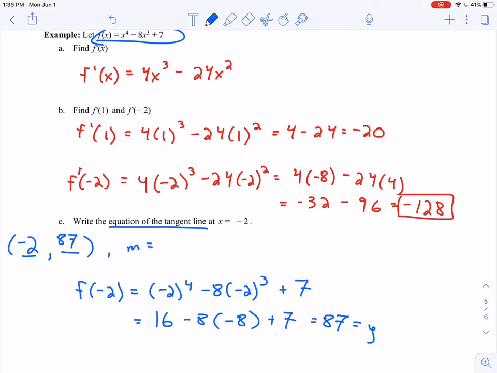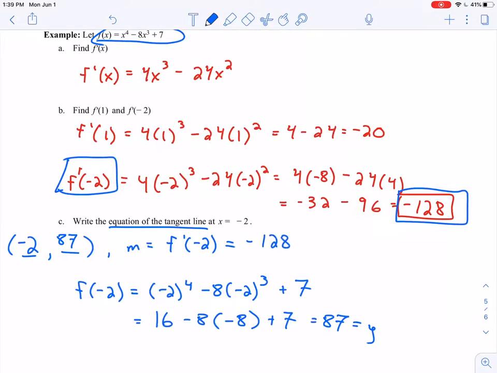The slope of the tangent line is just given by the derivative, f prime. We would just take negative 2 and plug that into our function. Well, hey, we did that up here. We ended up with negative 128. So no need to go and do all that work again. I know that f prime of negative 2 is negative 128.